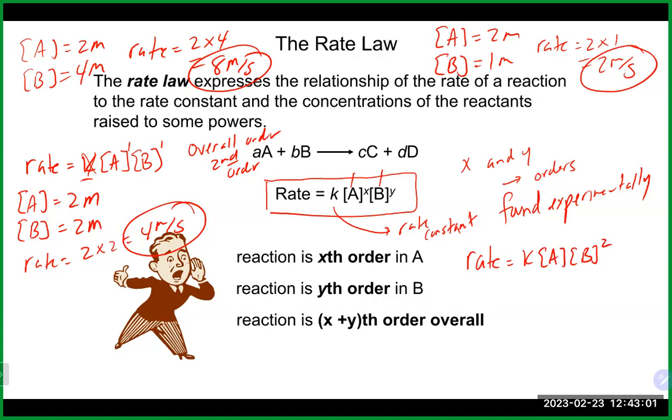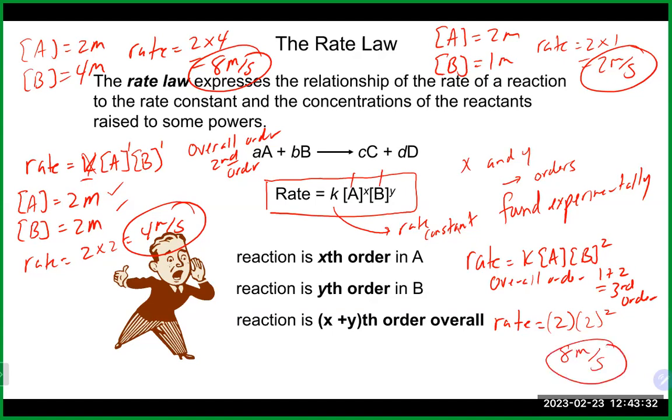So in this case, the overall order would be 1 + 2, which means it would be a third order reaction overall by adding the individual orders together. So now let's just compare. If we use the same concentrations as we did in that reaction, that A is 2 and B is 2, that would give us a rate that's equal to 2 × 2 squared, right? So that's 2 squared is 4. 4 × 2 is 8 molar seconds for our rate.